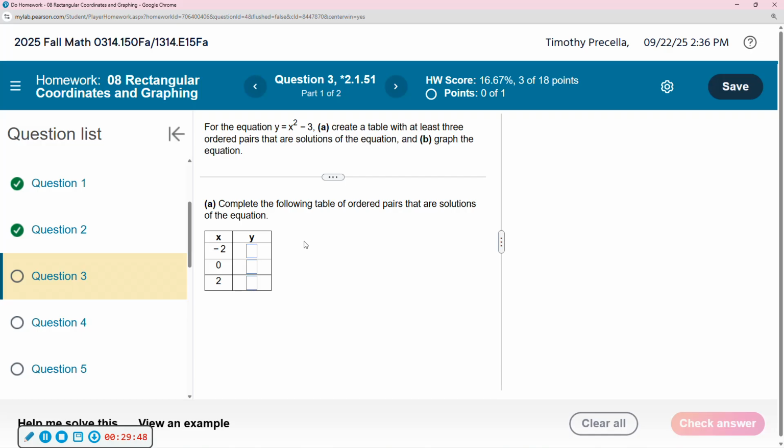But let me write it down first. Problem number 3. Y equals x squared minus 3. Make out my xy table.